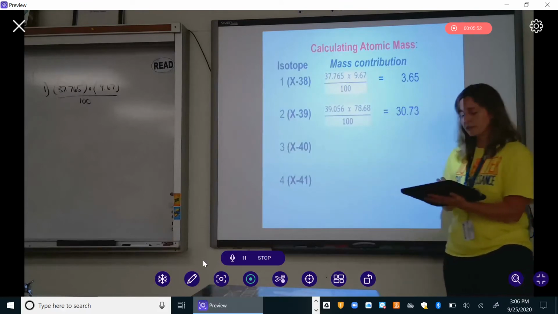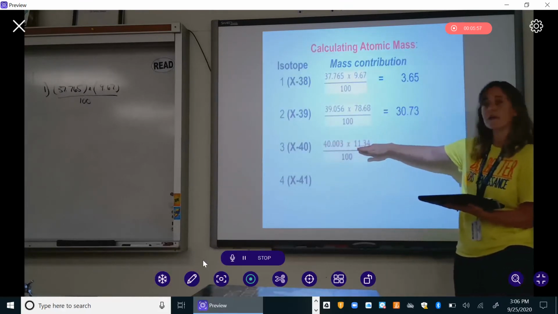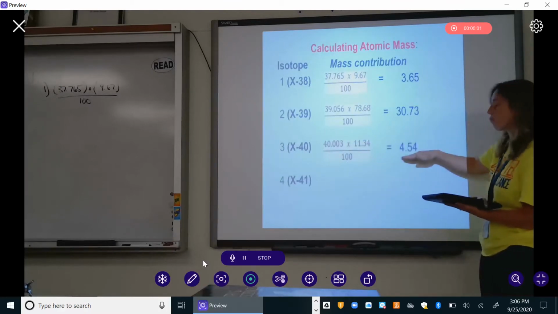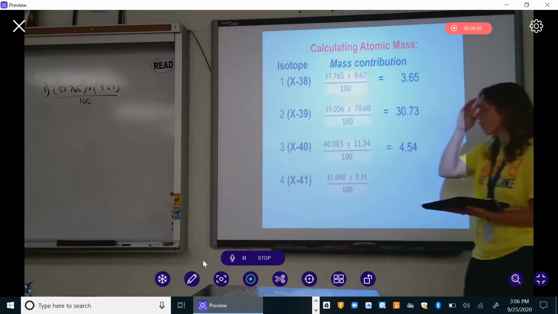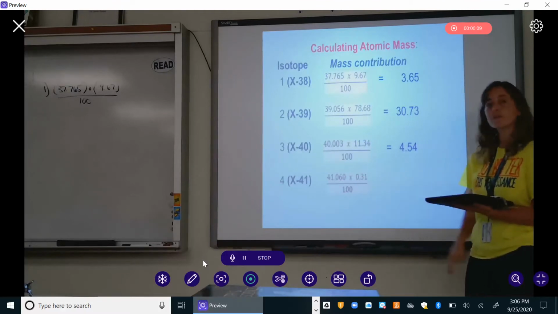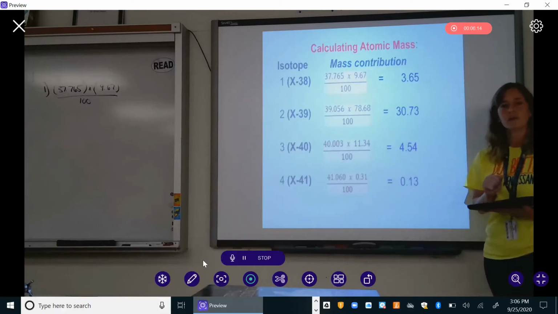Next, we're going to do isotope 3, and we're going to take 40.003 times the percent abundance, divided by 100, and that's going to give us 4.54. Last, we're going to take isotope 4, and we're going to say 41.060 times the percent abundance, divided by 100, and that's going to give us 0.13, okay?